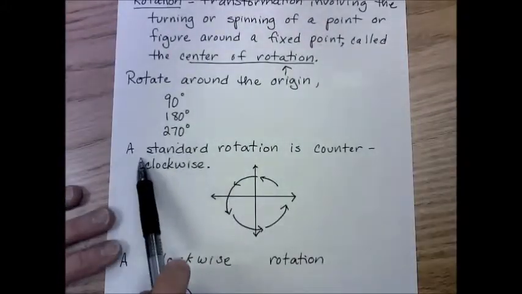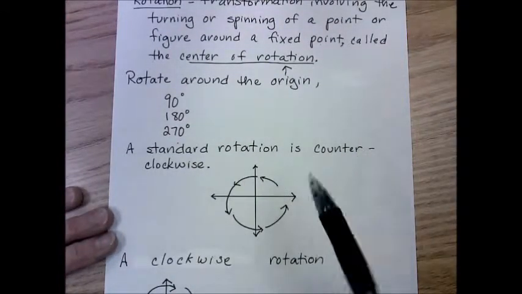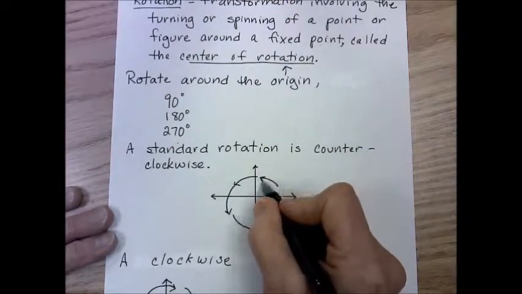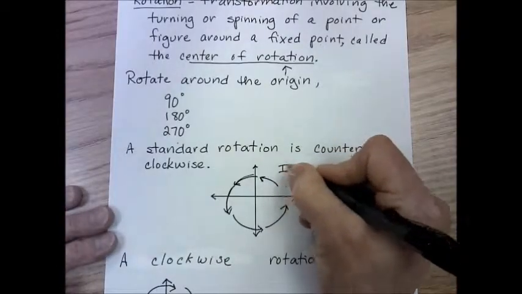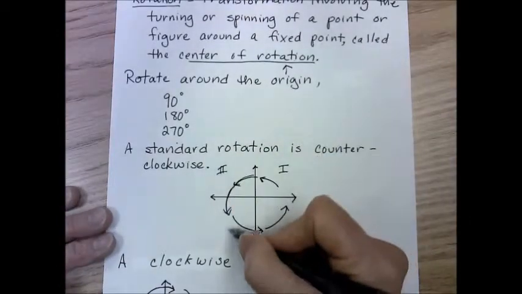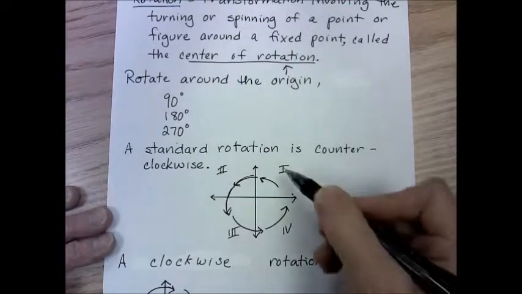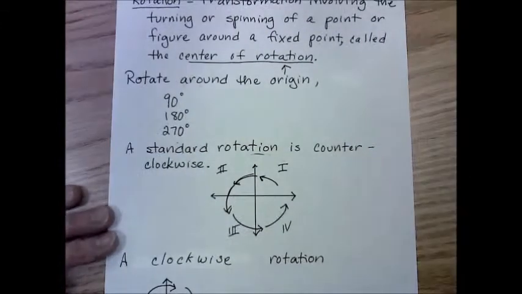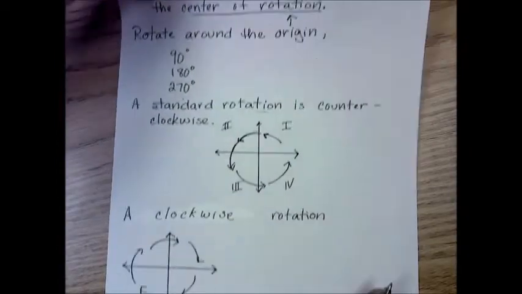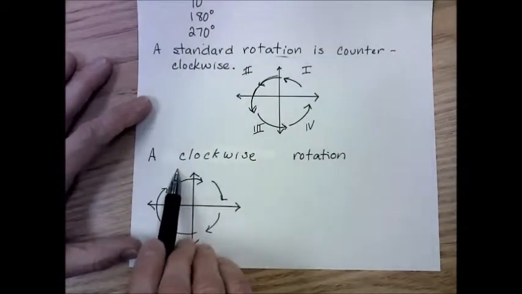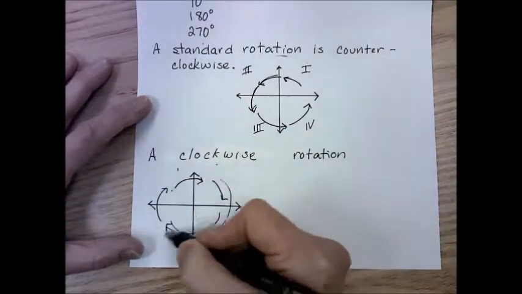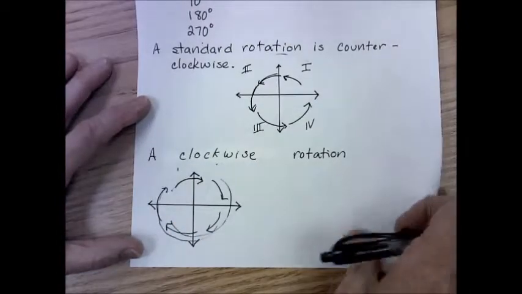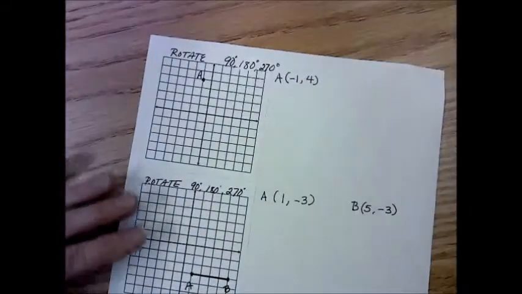So a standard rotation is counterclockwise. In other words, it's going to the left, just like the coordinate plane does. This is quadrant 1, this is 2, this is 3, and this is 4. So a standard rotation goes in that direction. Now, if the directions tell you to go clockwise for your rotation, then that would be going to the right, around this way. Okay? So let's go ahead and try to rotate a point on the coordinate plane.